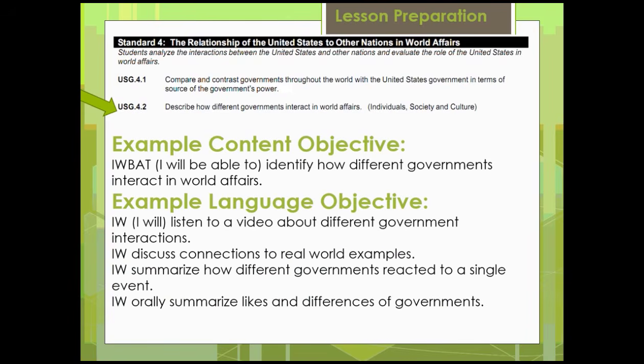I will listen to a video about different government interactions. I will discuss connections to real-world examples. I will summarize how different governments reacted to a single event, and I will orally summarize likes and differences of governments. In this lesson, we've used listening, speaking, writing.